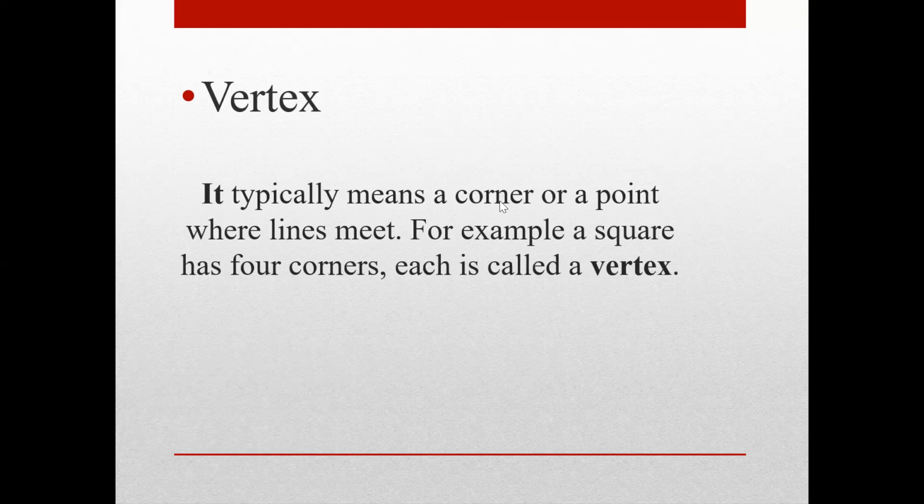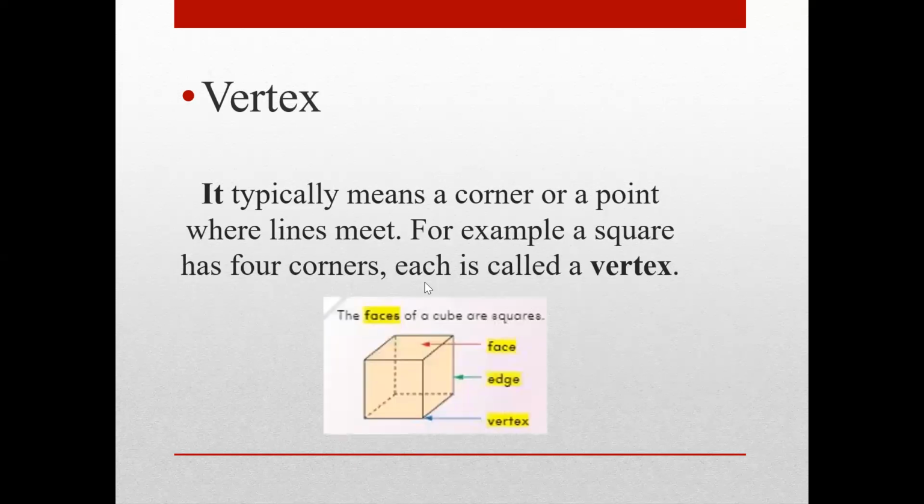Now let's look at the next vocabulary word, which is vertex. It typically means a corner or a point where lines meet. For example, a square has four corners, each is called a vertex. So a square has four corners, so there are four vertices.